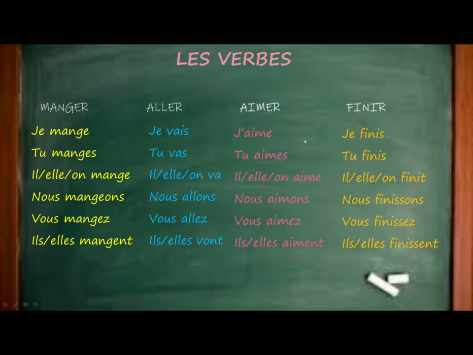And so on. Or you can even use a verb next to this, an infinitive form. J'aime jouer, which means I like to play. So this is actually the verb aimer.